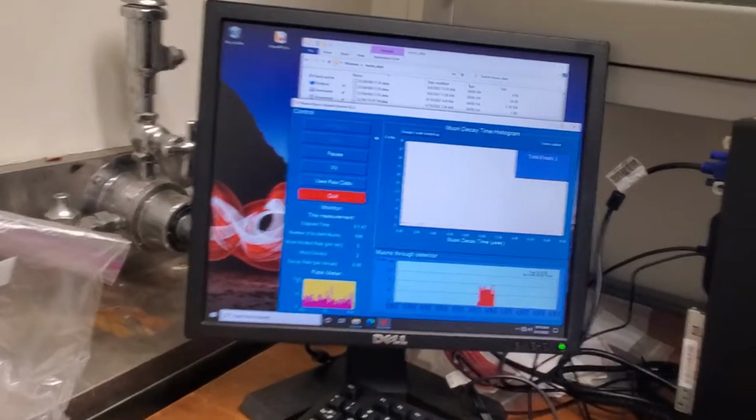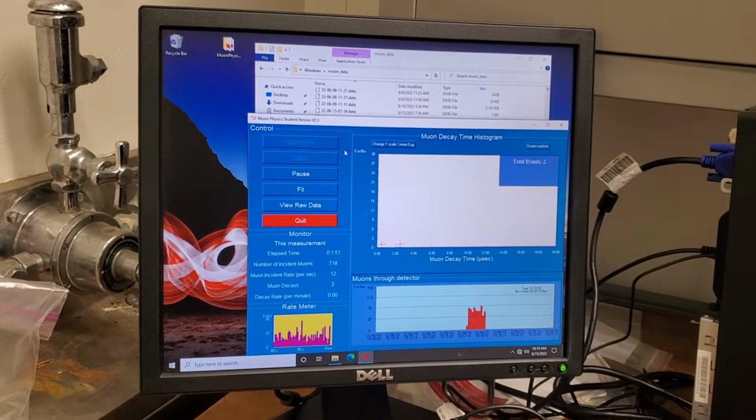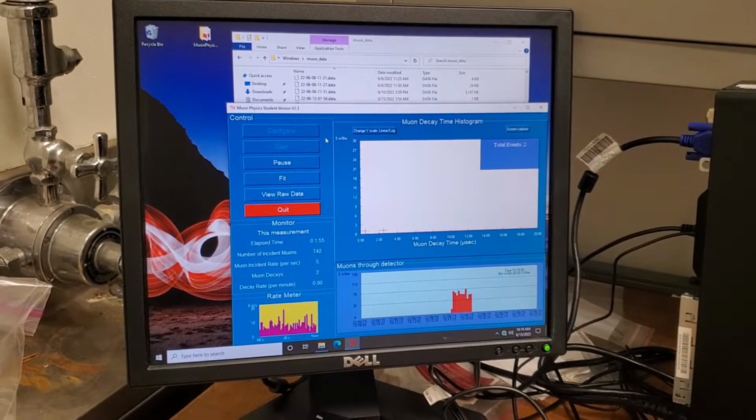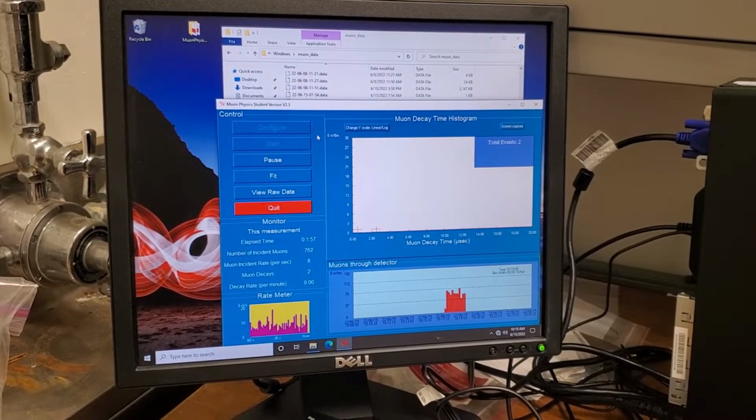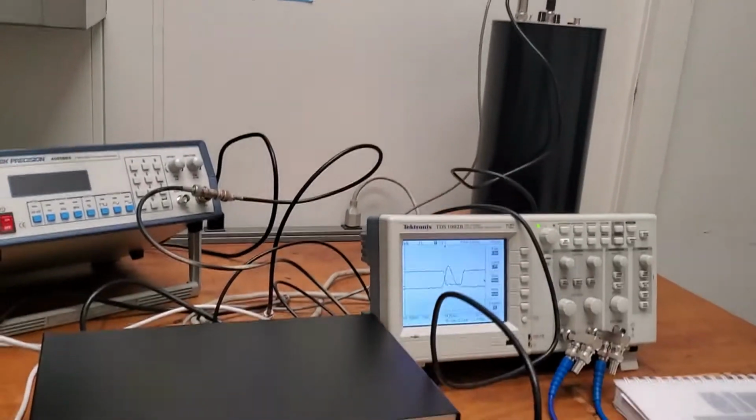Oh, and now we have a few decays. 2 so far, which is great. And that's about the scale we'd expect. Here we got it. Experimental evidence of special relativity. It's literally happening, and this is the proof.